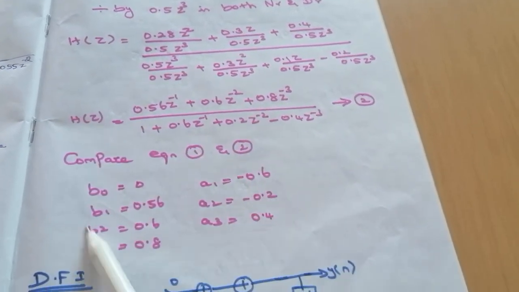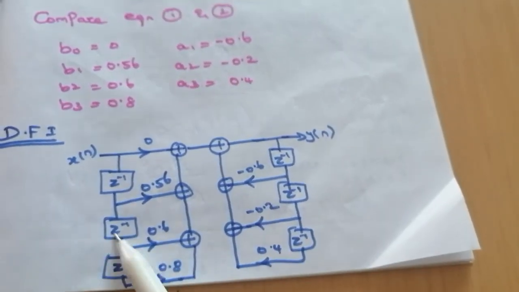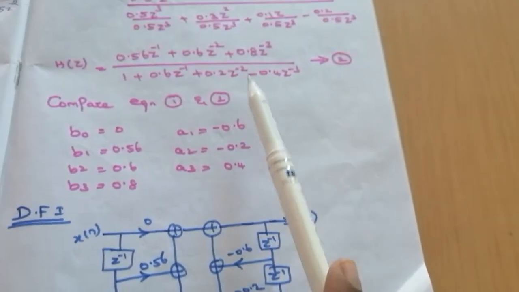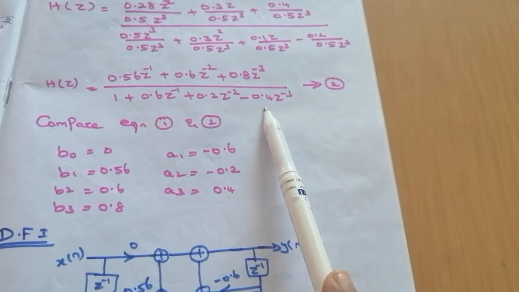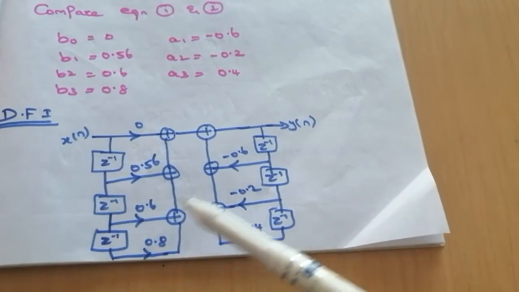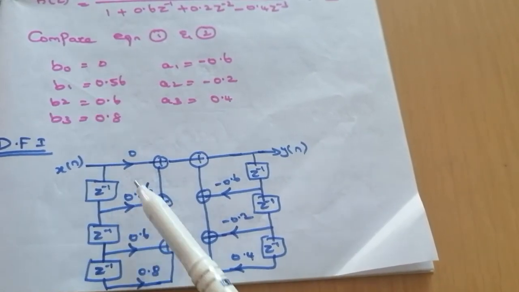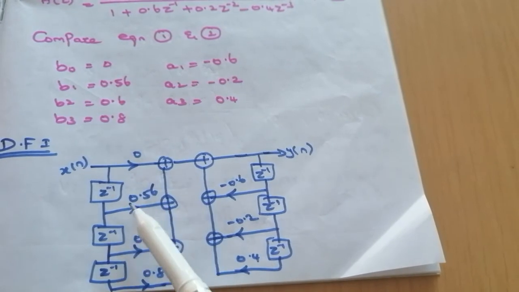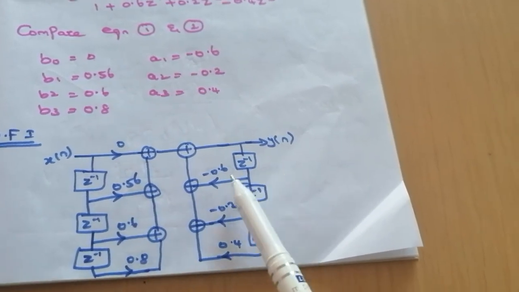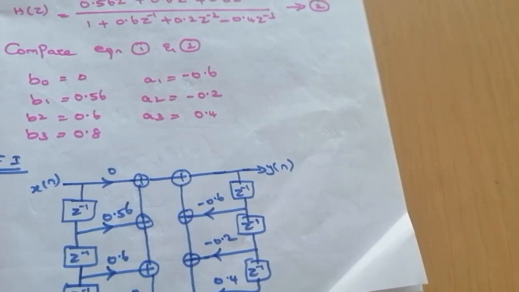So from those values, we have to draw the direct form 1 structure. Already we know the general structure of direct form 1. In both the numerator and denominator, the delay elements go up to 3. So we have to draw 3 delay elements on each side. Then directly substitute the values: b0 value is 0, then b1, b2, b3. Here a1, a2, a3, right? Is it clear?